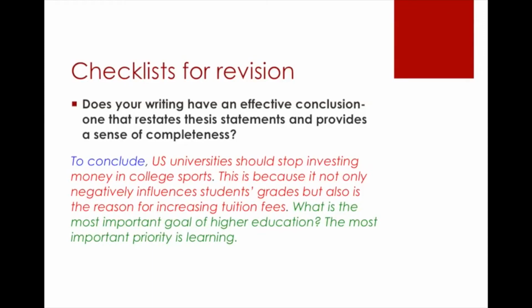And then, in the first and second sentences, the writer paraphrases the thesis statement from the introduction. College sports should be banned because they have negative influences on students' academic performance and they raise the student tuition fee.